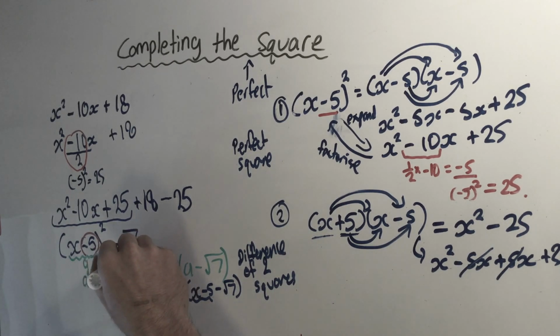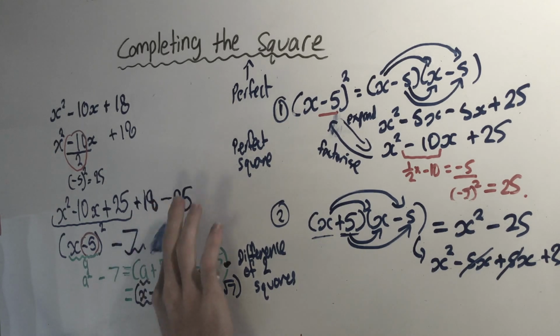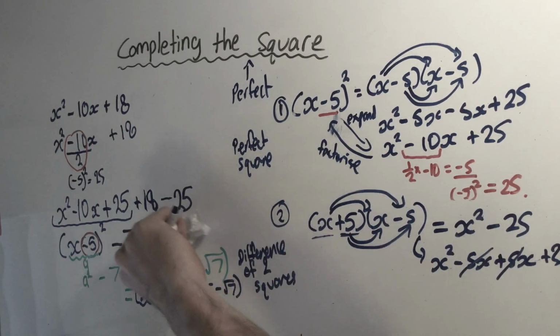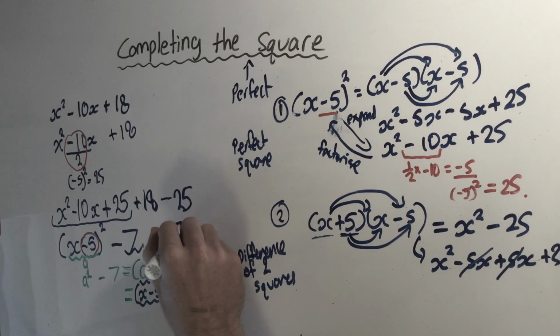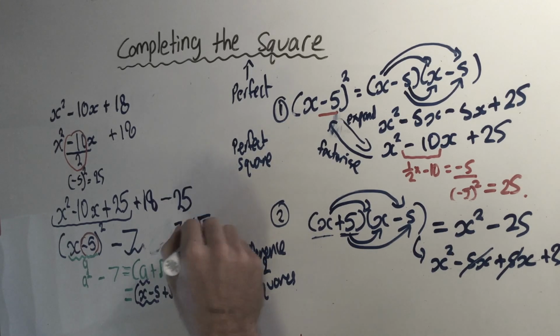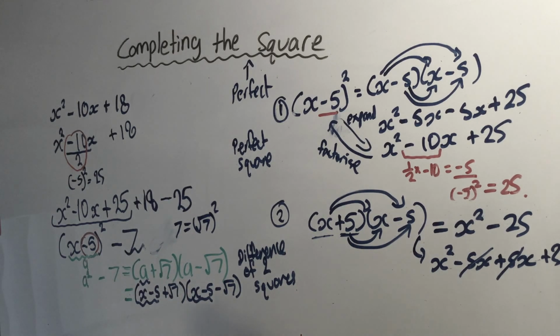I should write that a bit clearer for you. Side note, 7 equals root 7 squared. So really I do have two squares which are being minused. Okay, so here you go. That's fully factorized now. Now I've got two brackets with x in each of them. That makes it very easy to go from there and actually solve an equation.